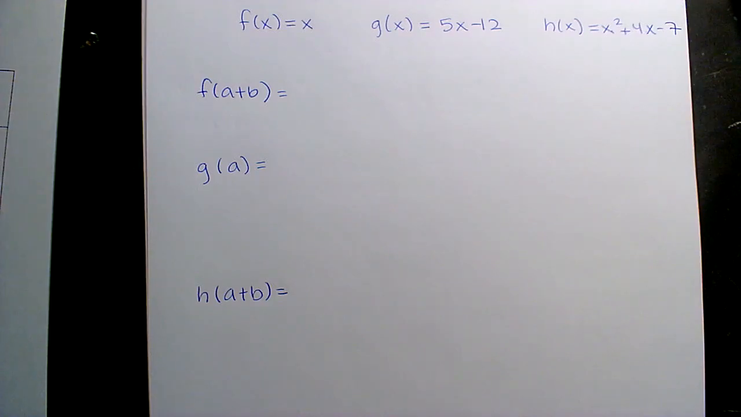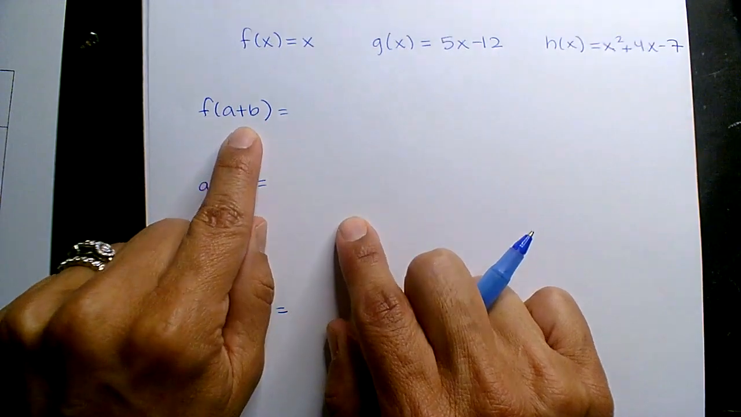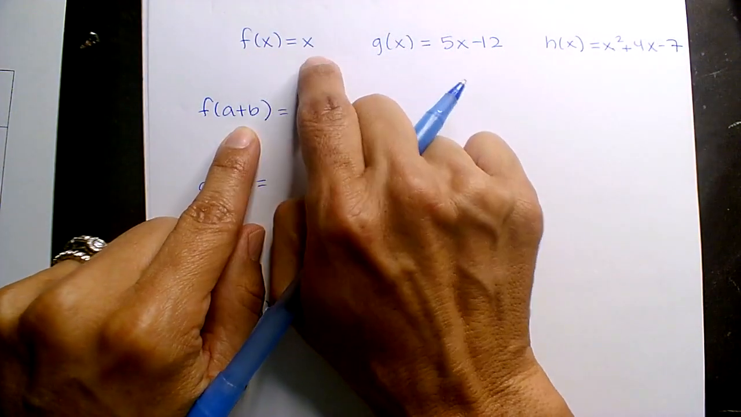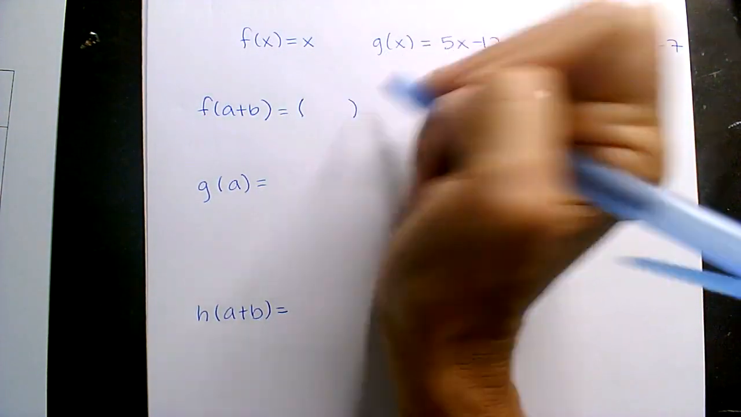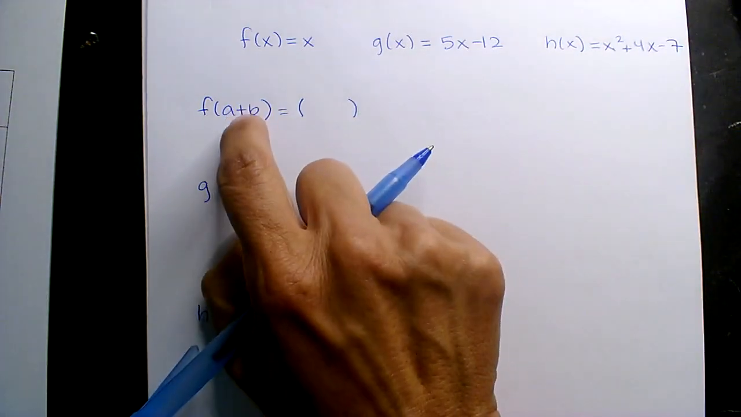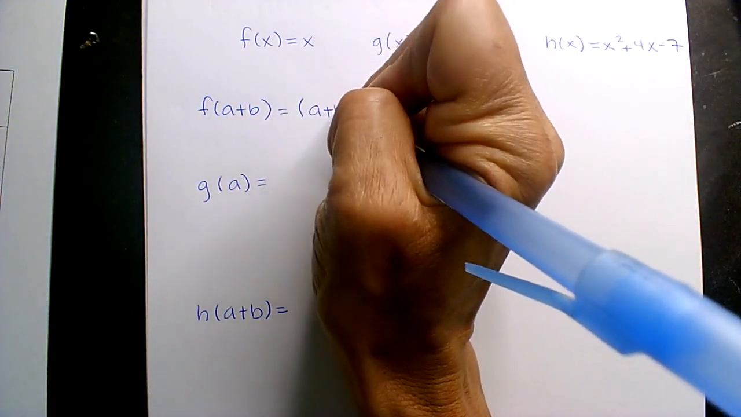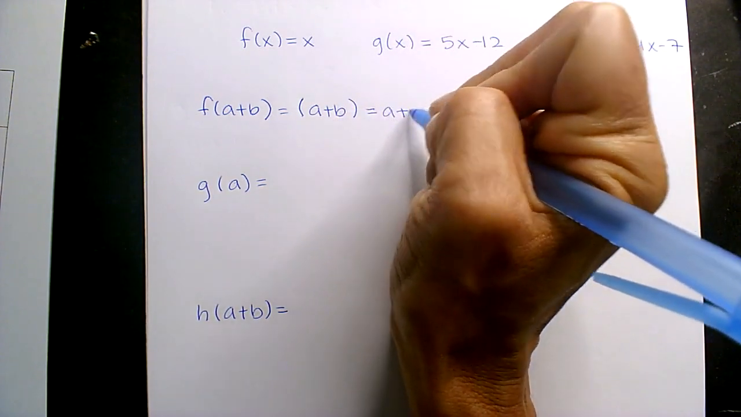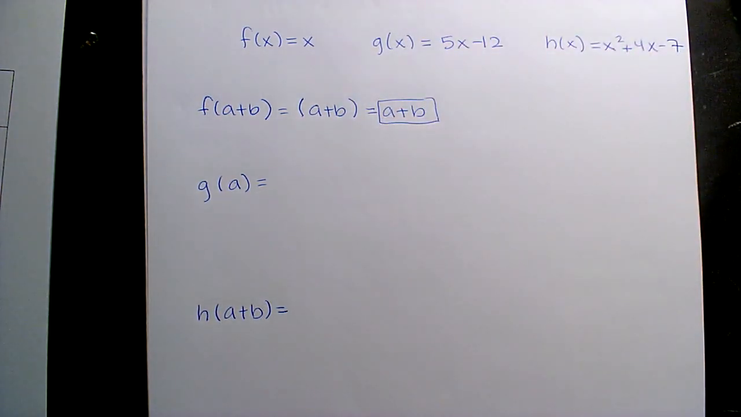If you have f of a plus b, all of this is becoming x. So if f of x is equal to x, instead of x I've put a parenthesis if it helps, and I'm substituting that every time I see an x. So it's just a plus b. But if you get it and you just want to write that, that's all it is. That's it, right? You can substitute anything. You just clean it up.